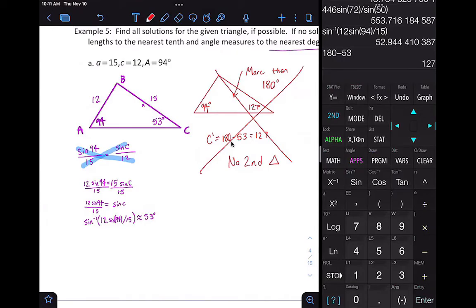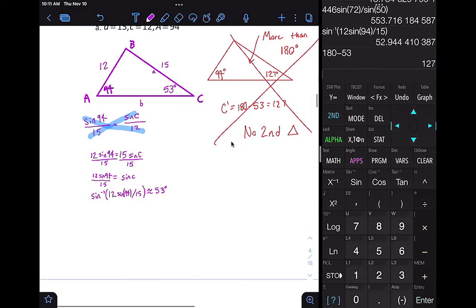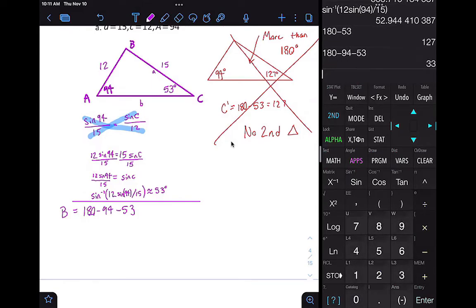All right. Now that we know there's only one triangle, we're going to find the last piece. The last things we don't have for this triangle are side B and angle B. Now angle B should be easy to find, so I'll section it off here. For angle B, we just do 180 minus 94 and then minus 53 as well. And this will be angle B. You can either do the mental math or use your calculator to subtract, and that gets me 33 degrees right there.